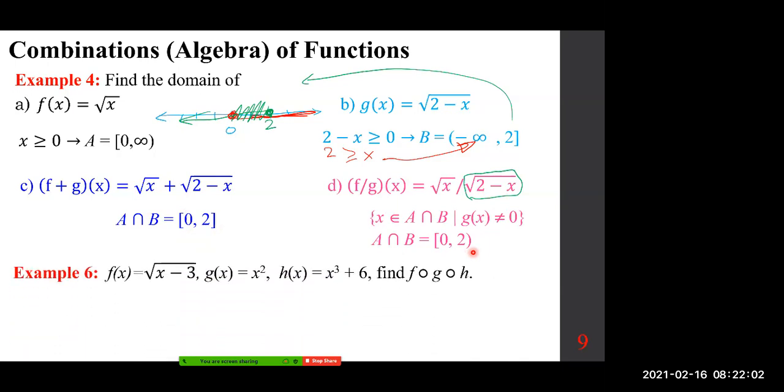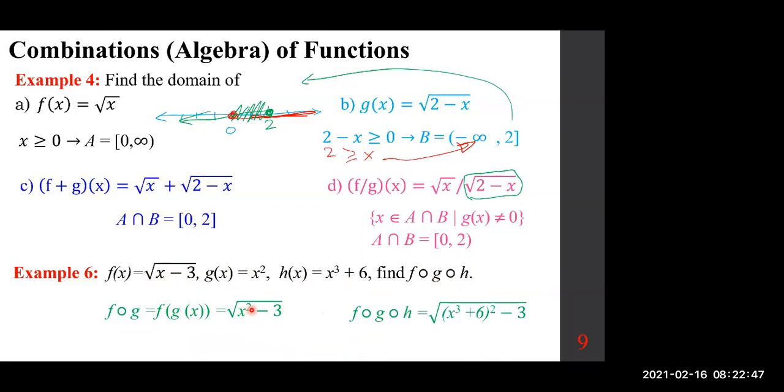How about f, g, and h given? Finding f of g of h, we can do it a couple of different ways. One of them is to ignore this part and find f of g first, which is f of g of x. So with the f, replace this x with x squared. So that's f of g. Now compose that with h. What is h? x cubed plus 6. Now replace that. So you get x cubed plus 6 to the power of 2, and that's your final answer. That's simply done by inspection.